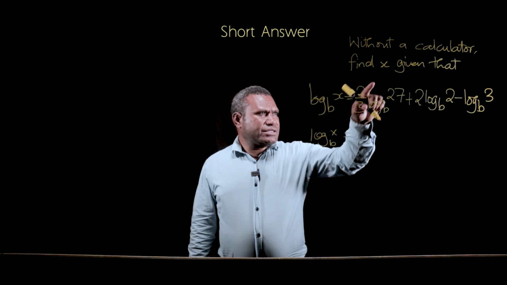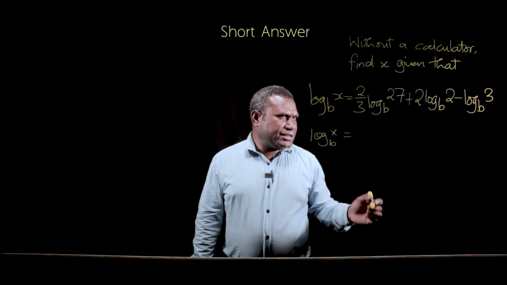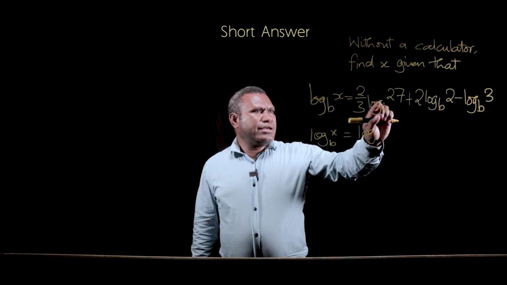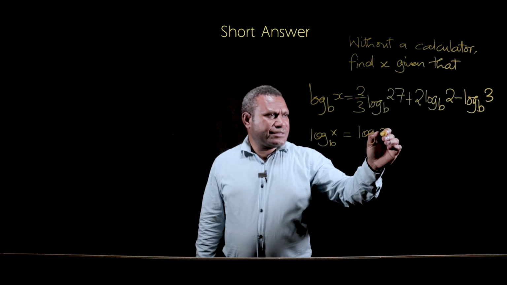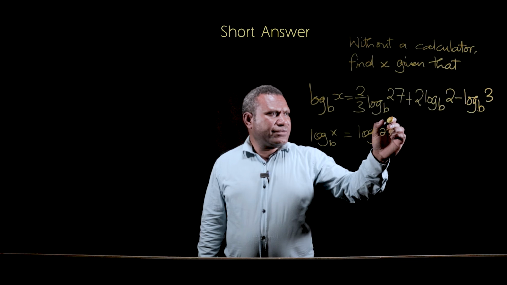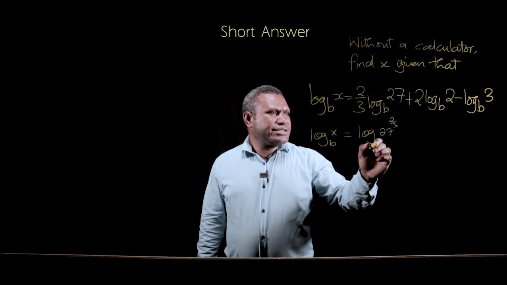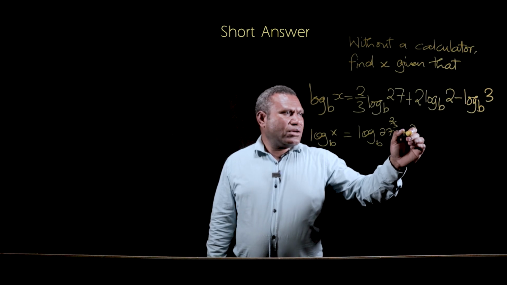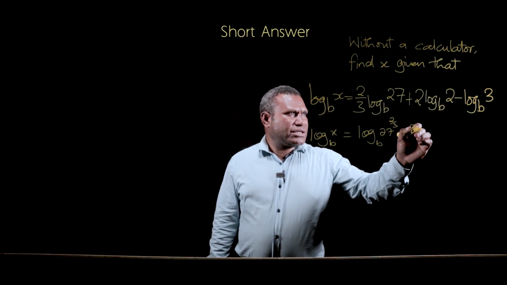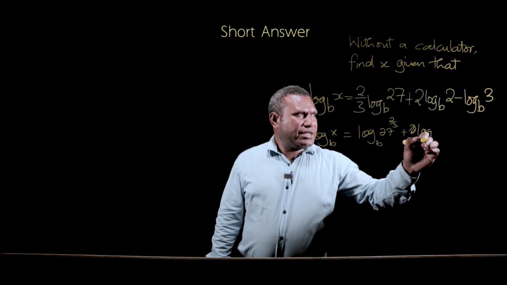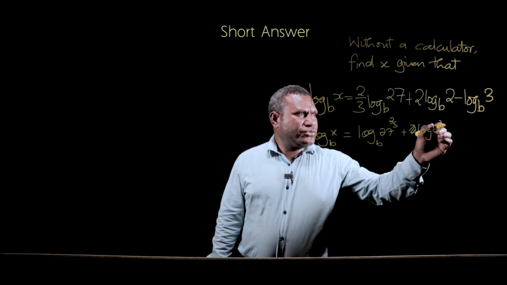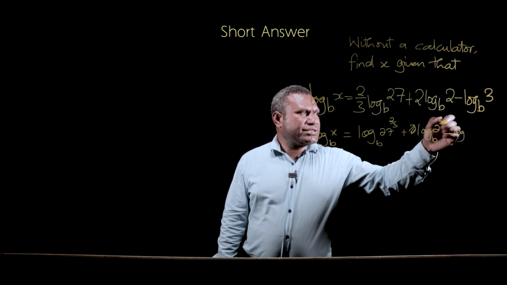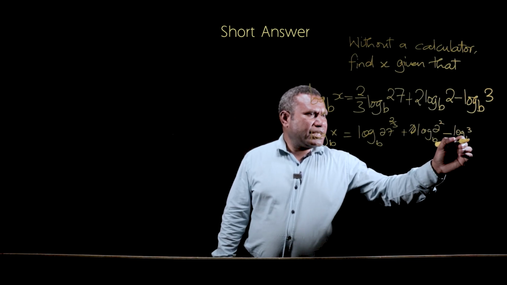So we've got 1, 2, 3 terms in this expression. By the power rule, 2/3 is the exponent of 27. So that means 27 raised to the power of 2/3 to base b plus, this 2 here is now going to be the exponent of 2, so 2 to the power of 2 to base b, and minus log 3, there's no exponent, or we say it's 1 there, so we just write that.